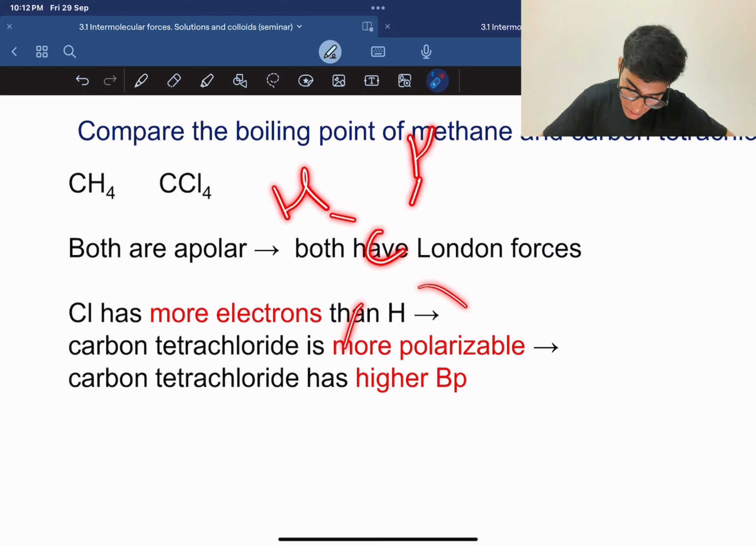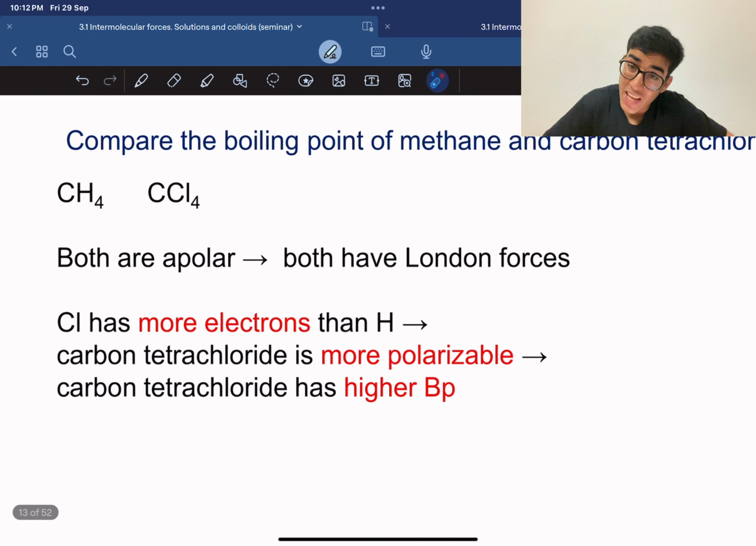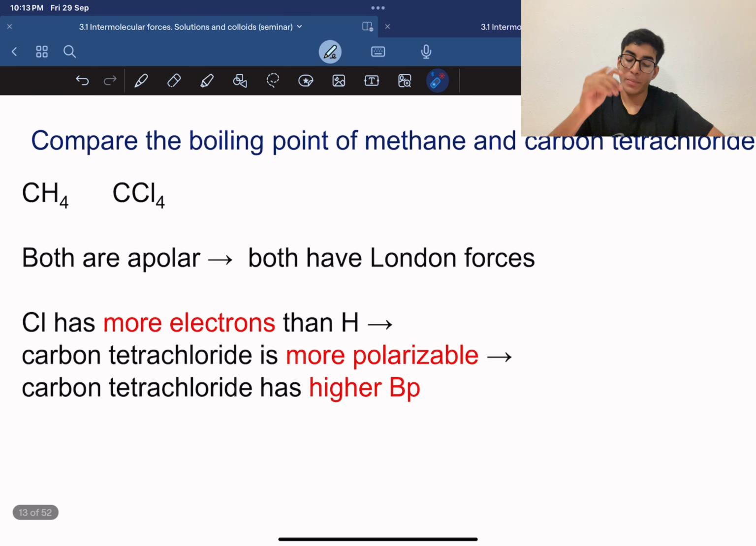C, H, but H has only one electron. So C, one electron, one electron, one electron. Let's take it like that. It's not exactly like this, but let's take it like that. So when the electrons are fewer, the possibility of a stronger dipole is less. What do I mean by this?